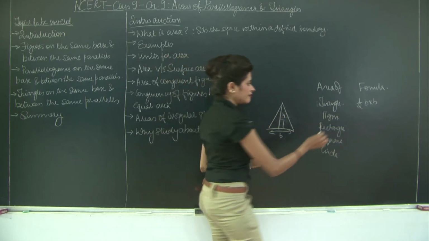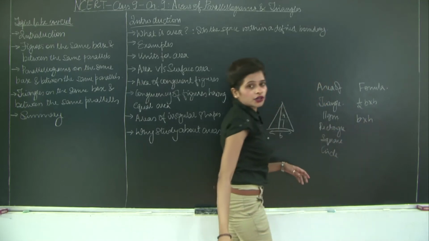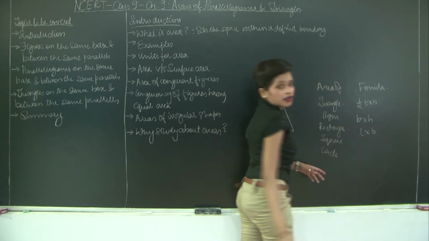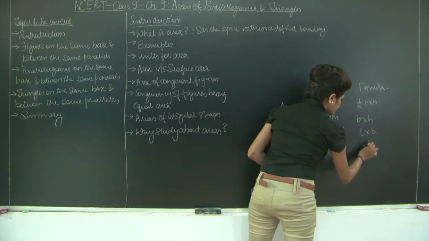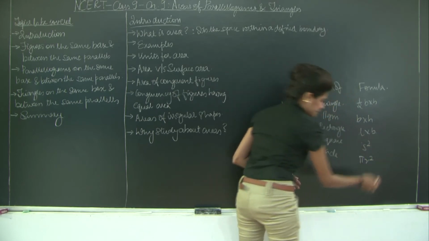Similarly, we have area of parallelogram. We know that it is base into height. We know that the area of a rectangle is length into breadth. The area of square is side square. Area of circle is pi r square.